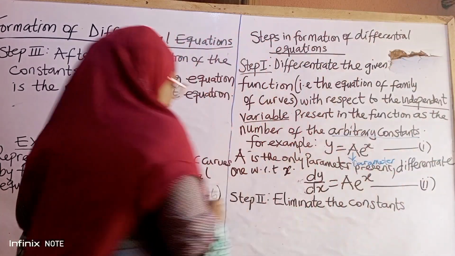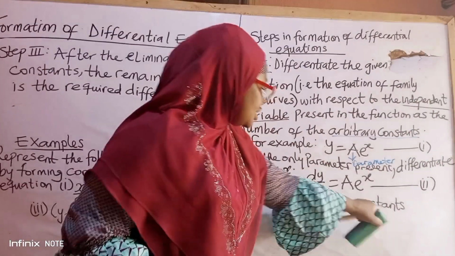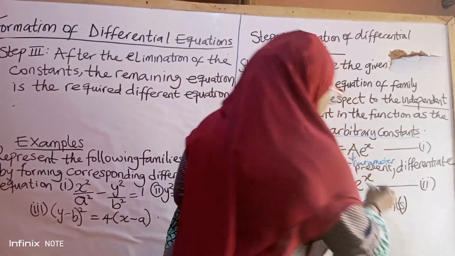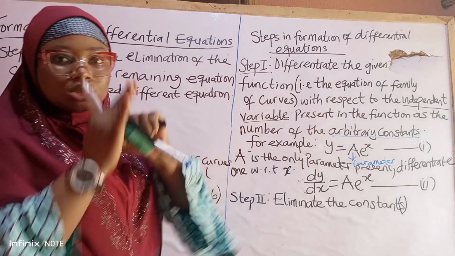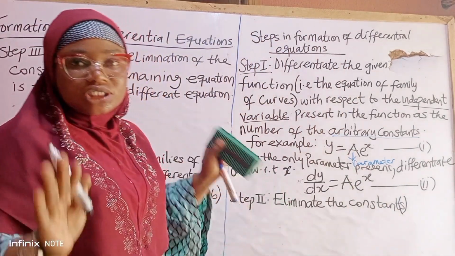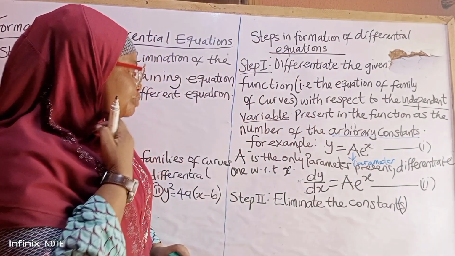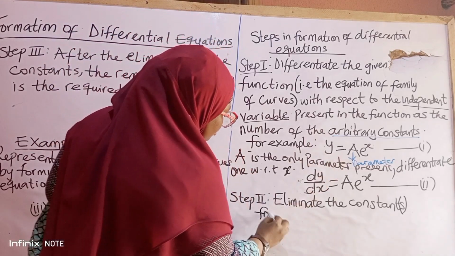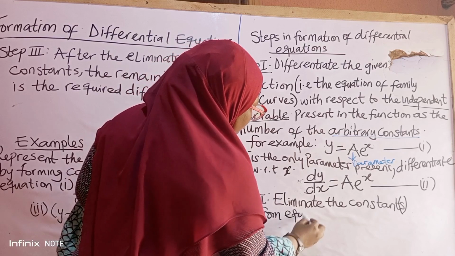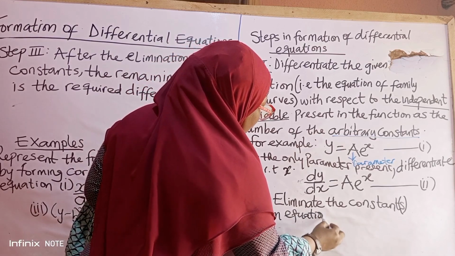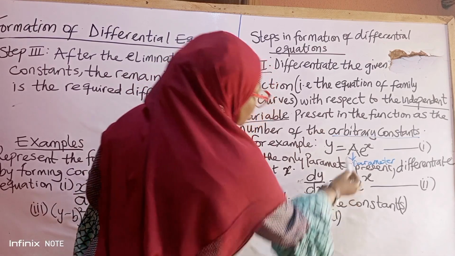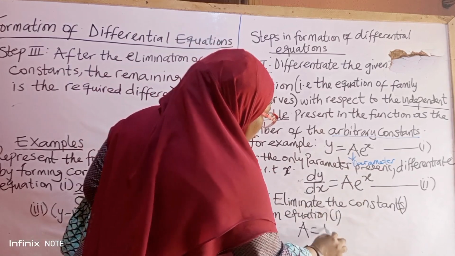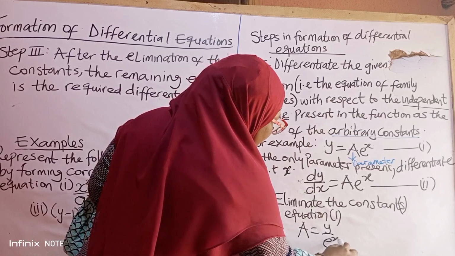So the next step, eliminate the constants. We have just one constant here, which is a. So we want to eradicate it. We don't want any constant to be there. So how do we do that? From equation 1, we want to make a the subject of the formula. We have a equals y divided by exponential x. Equation 3.